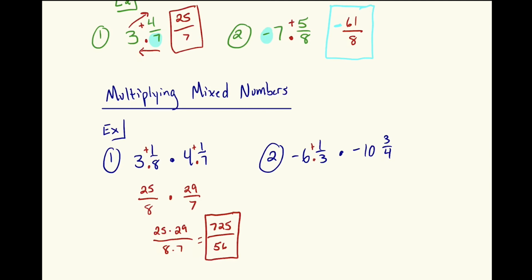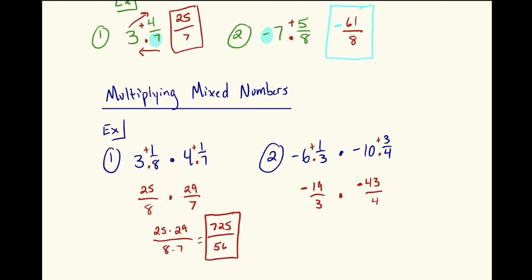All right, doing the same thing with negative numbers in number 2, right? Remember that we multiply and add. So 6 times 3 is 18, plus 1 is 19. That's 19 over 3. Since it's a negative, we just go ahead and throw that negative sign in. The next mixed number, we multiply and add. So 4 times 10 is 40, plus 3 is 43, and we write that over 4. Again, it's a negative, so we go ahead and throw that negative sign in on the end.